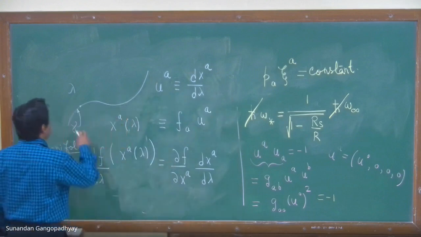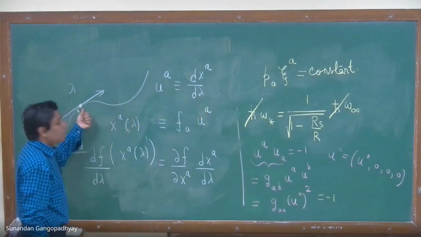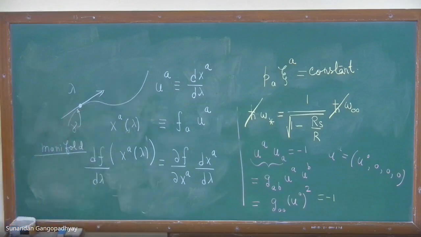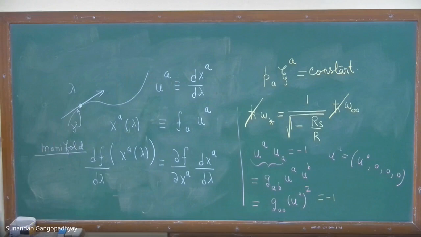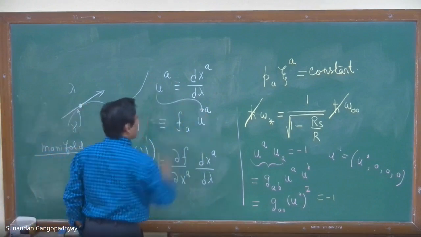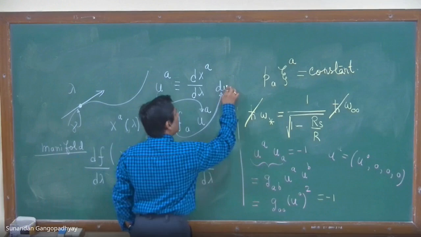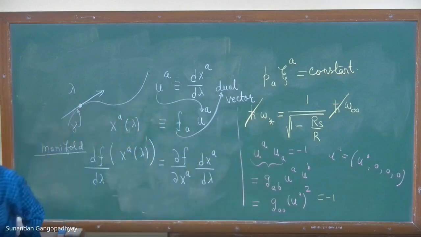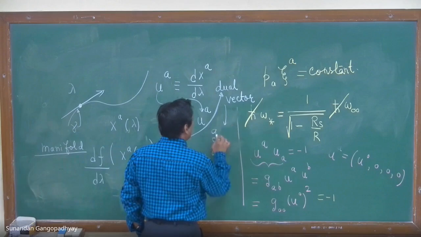And what does this vector tell you? It tells you that it is basically dx A d lambda. So at this point it is basically a tangent vector. So this UA is a tangent vector to this curve at every point. So this is a vector, or more precisely a tangent vector. And what is this? This is called a dual vector. It's a dual vector, which is basically nothing but the gradient of the function.